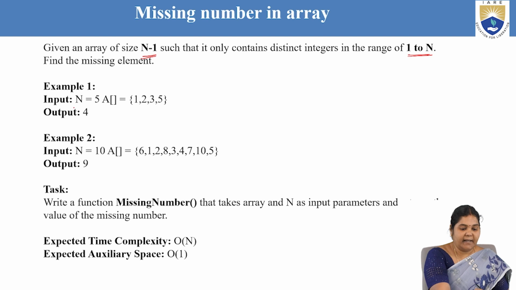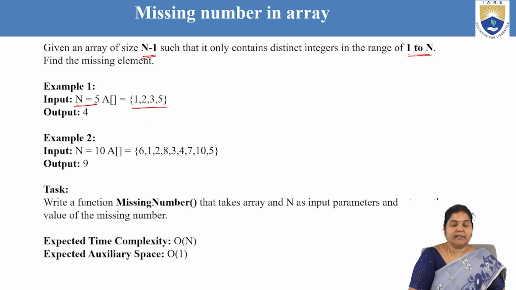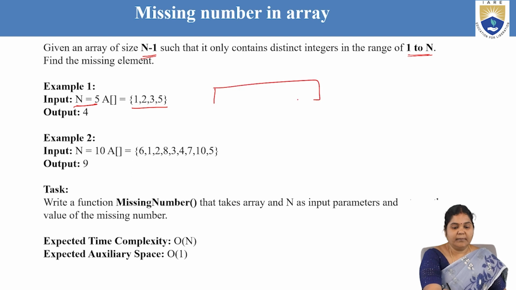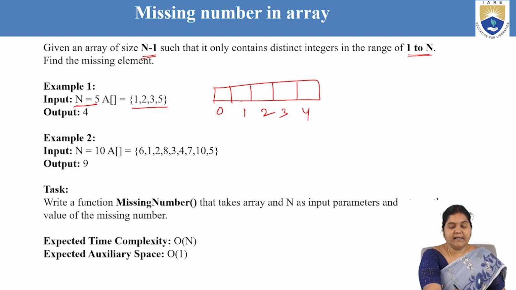Now, for example, n is equal to 5 elements. So, the elements are 1, 2, 3 and 5, stored in positions 0, 1, 2, 3 and 4. It contains distinct integers. So, 1 is there, 2 is there, 3 is there and 5 is there. So, which element is missing? 4 is the missing element.